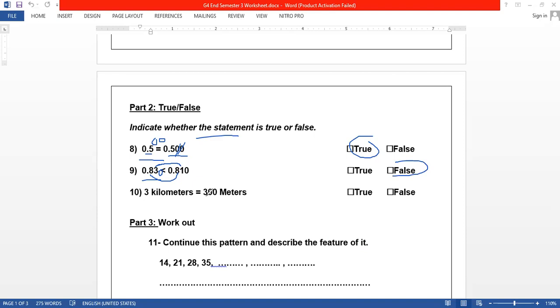3 kilometers equal 300 meters. It's wrong, of course. It's false because 1 kilometer equals 1,000 meters. So 3 kilometers equal 3,000 meters, not 300 meters.